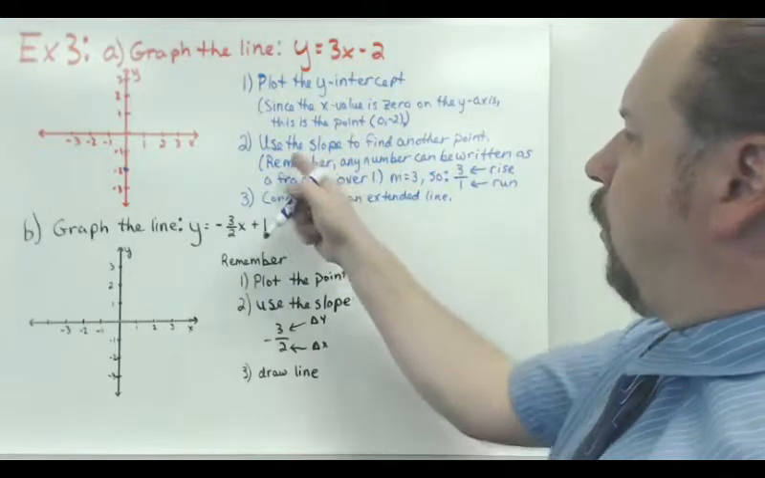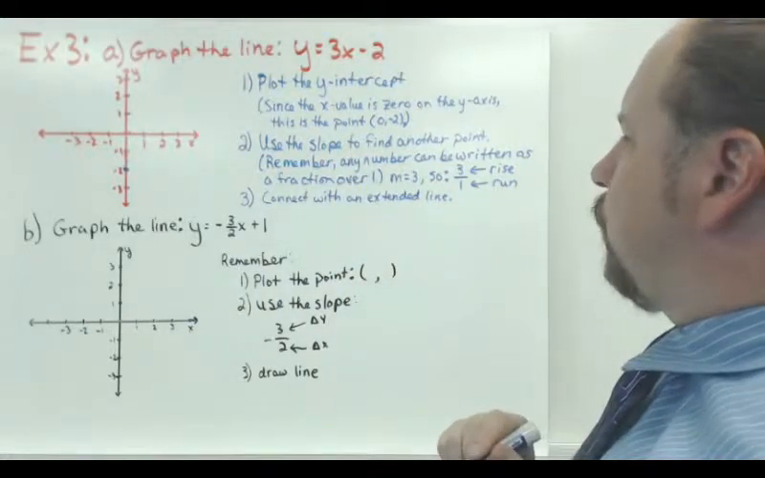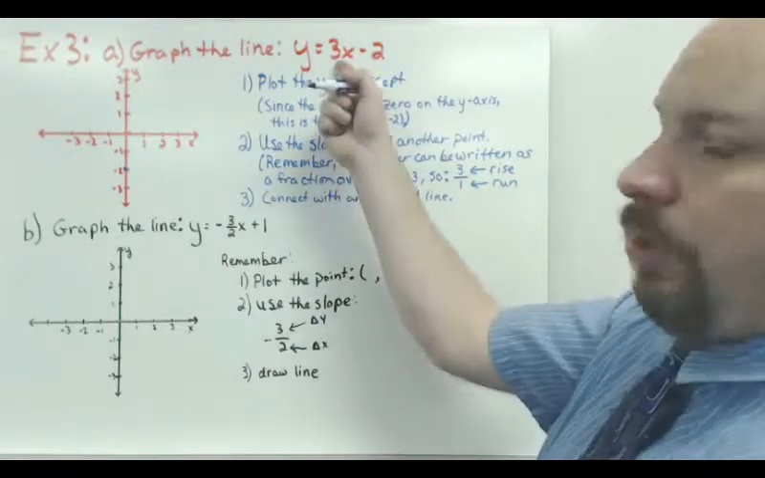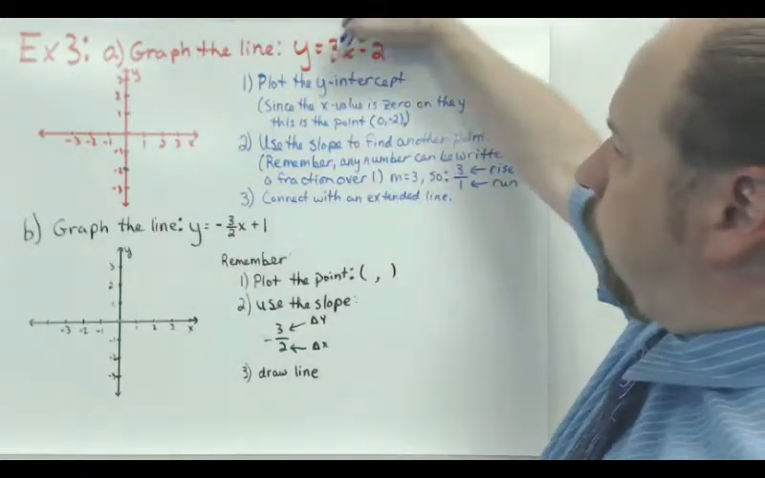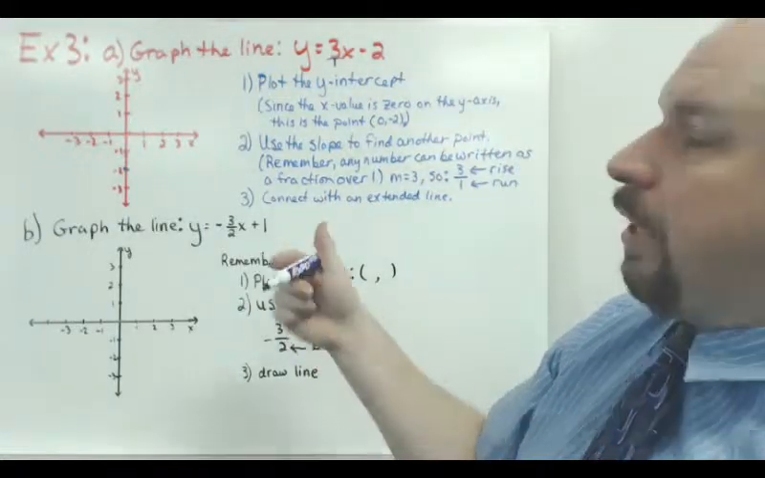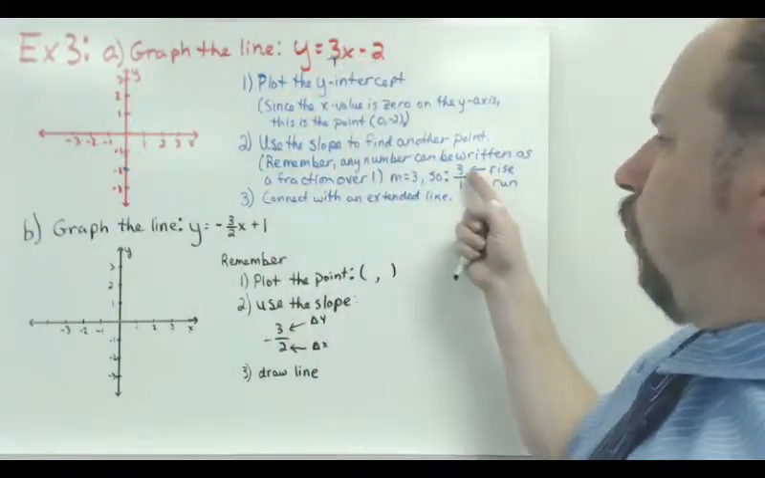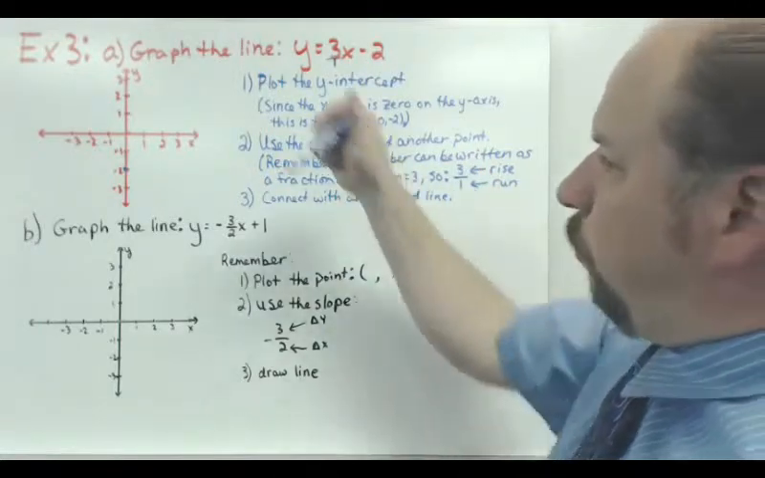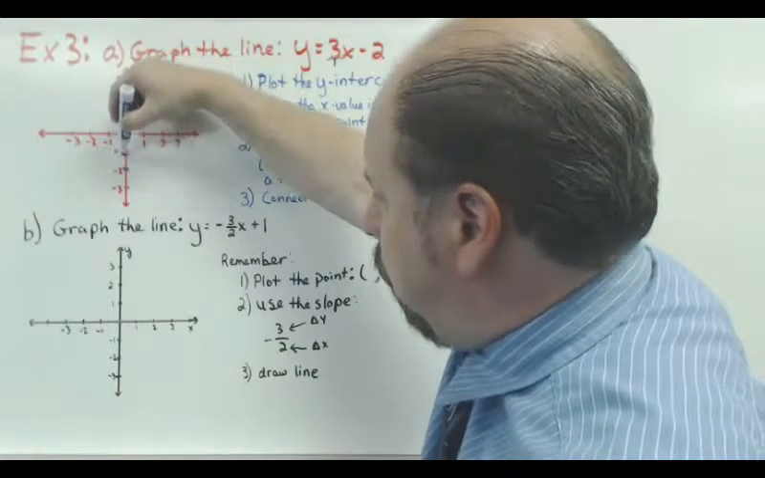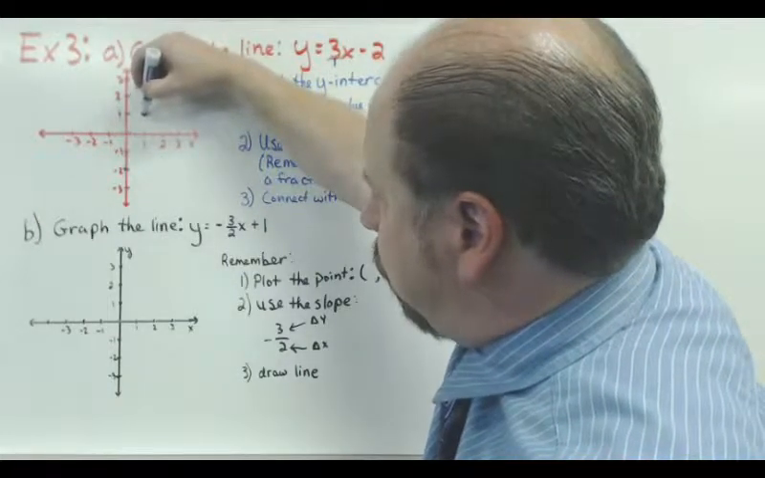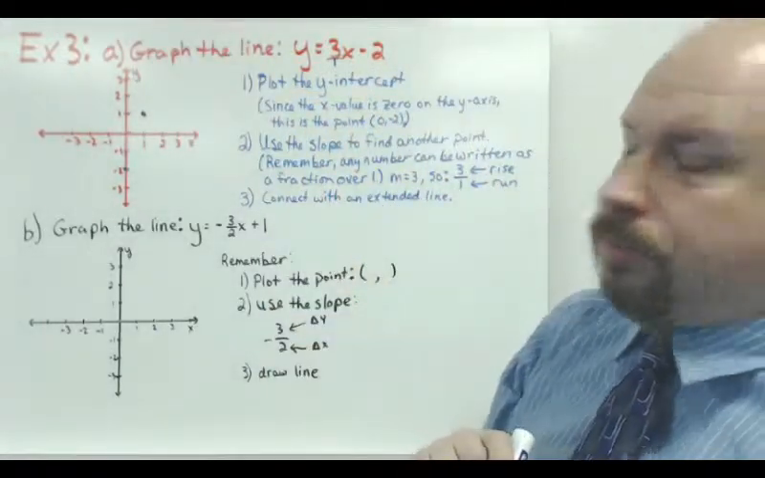Okay. Use the slope to find another point. Remember, any number can be written as a fraction over 1. So even though this slope shows 3, we could think of this as 3 over 1, and that will help us to find our next point, because this is rise over run. So our rise is going to be 3, and our run will be 1. So let's go ahead and do that. 1, 2, 3, and over 1, our next point is going to be right there.